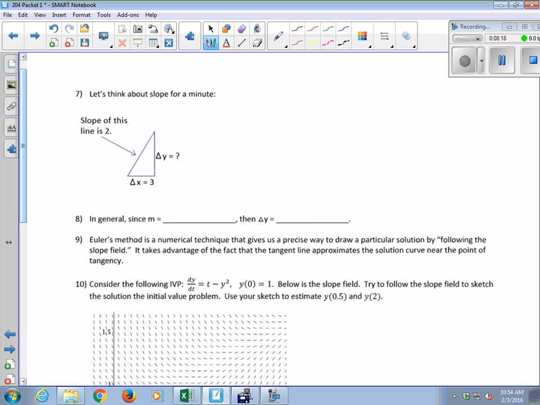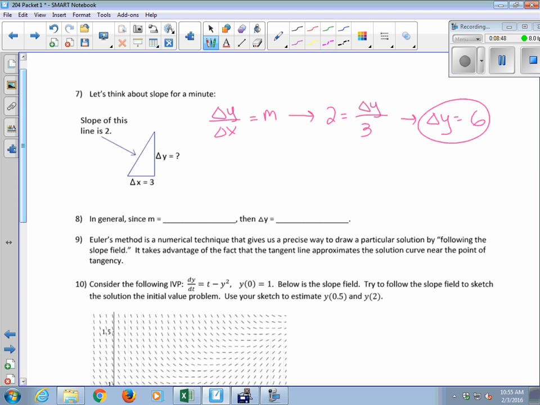So if you have a line with a slope of 2 and delta x is 3, what does delta y have to be? 6, yeah, because delta y over delta x is the slope. That's the definition of slope. So if my slope is 2, delta y I don't know, and delta x is 3, you can just multiply to get the delta y, right? So delta y is 6.